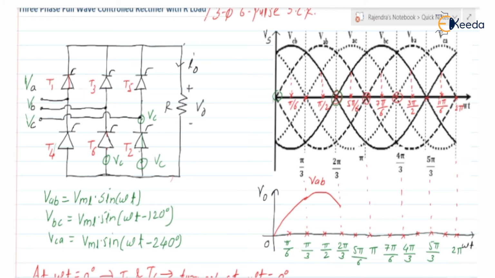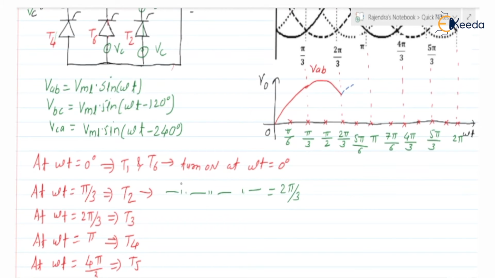So when T2 turns on, at that time the T1 T2 pair will be in the conduction mode. T1 T2 is in the on state. Current will be flowing from VA through T1, the load, T2 and again back to Vc. So in the output we'll be getting VAC as the output voltage. Is this clear?